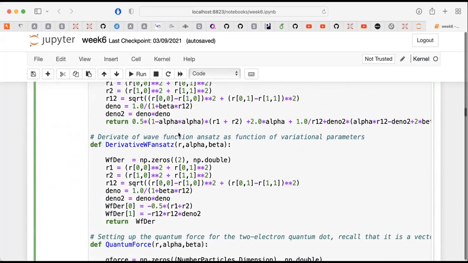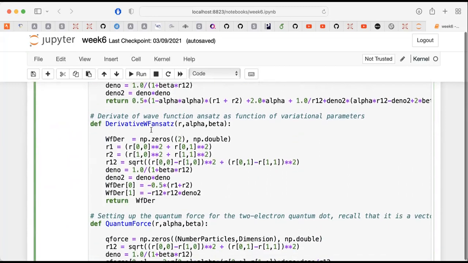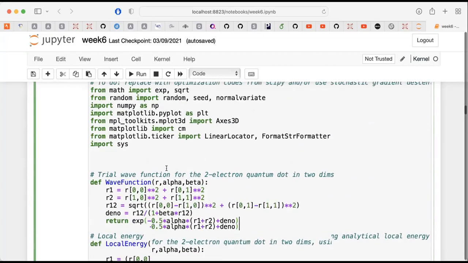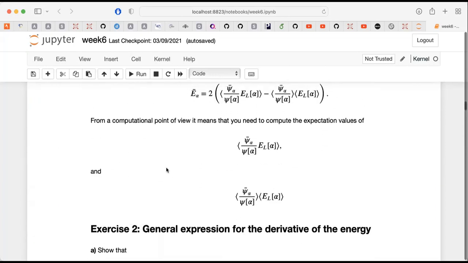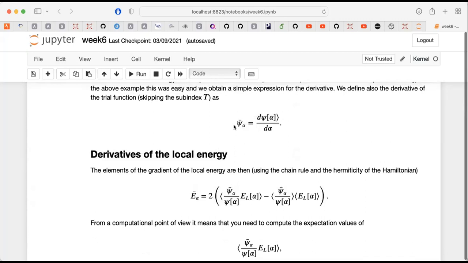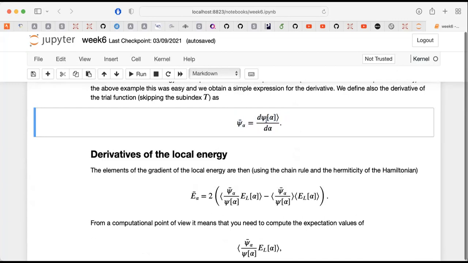But in this case here, I'm now calculating the derivative of the trial wave function with respect to the parameters alpha and beta. So this is the wave function derivative, and what this object returns is the derivative of the wave function. If I go up a little bit, you will find that this quantity is now the wave function derivative with respect to the parameters alpha and beta in our case, but you can write this in a more generic way in terms of a parameter alpha.